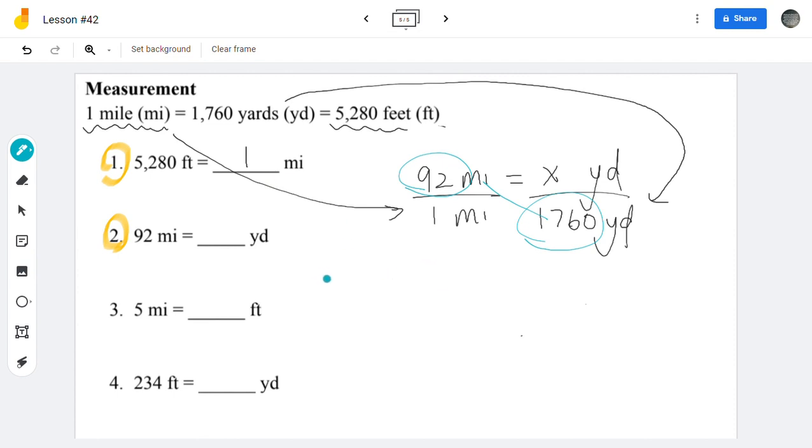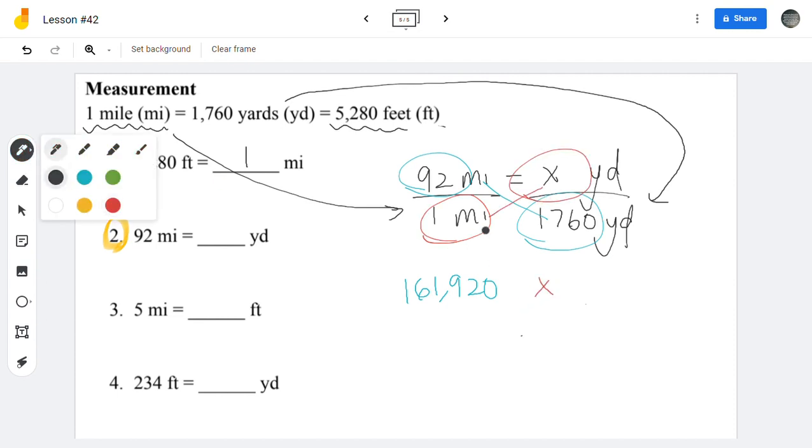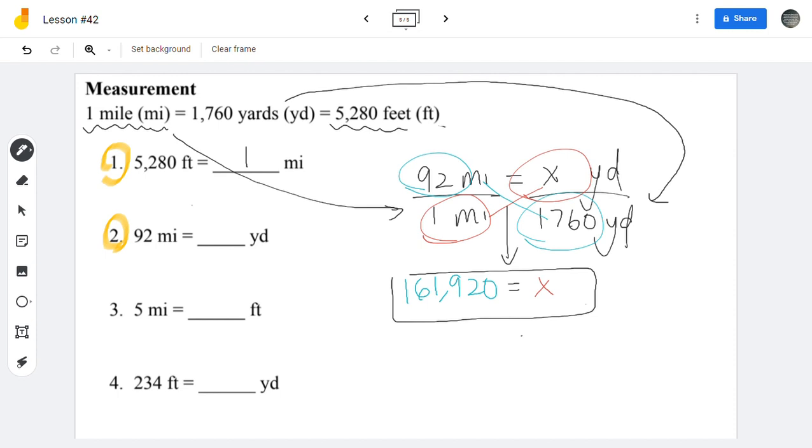1,760, if you multiply these correctly, you should end up with, this might be a big number, 161,920. And then you're going to multiply these together, and you'll end up with just x. And then, of course, you're going to bring down the equal sign. And then from here, your answers are already out here. X equals 161,920. And this is your final answer, and that's it for today.